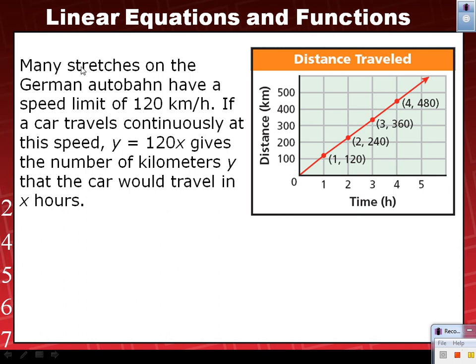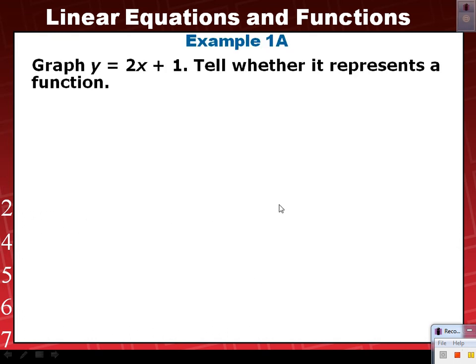Yes, an example of that is, it says, many stretches on the German Autobahn have a speed limit of 120 kilometers per hour. If a car travels continuously at this speed, y equals 120x gives the number of kilometers y that the car should travel in x hours. Now check this out. What is the keyword here? Continuously. That means that there is no break in between. It goes constantly all the way through. That's what makes it a linear function. All right, copy this one on your graph paper at the top. It says example 1A, and it says graph y equals 2x plus 1. That's one part. And then from there it says tell whether it represents a function.